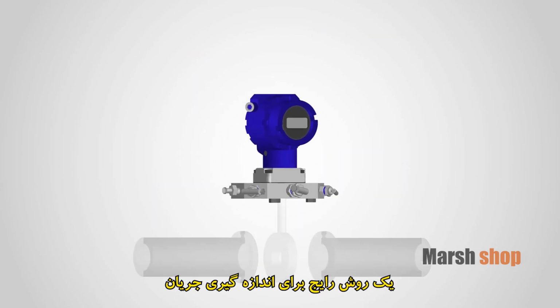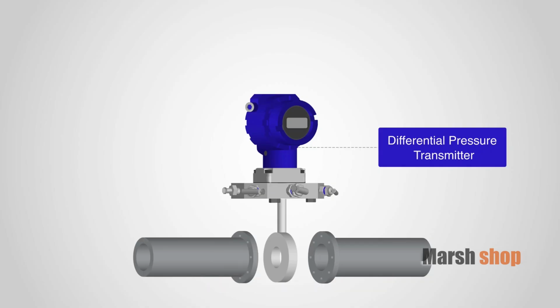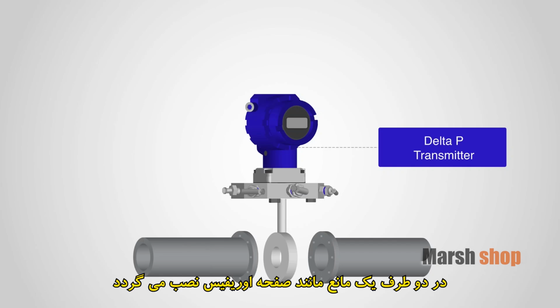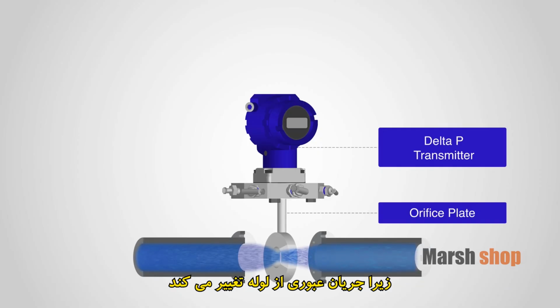A common method of flow measurement is done by using a differential pressure transmitter. The differential pressure transmitter, often referred to as a delta P transmitter, is placed across an obstruction, such as an orifice plate. The orifice plate will cause a varying differential pressure drop across it as the flow through the pipe changes.